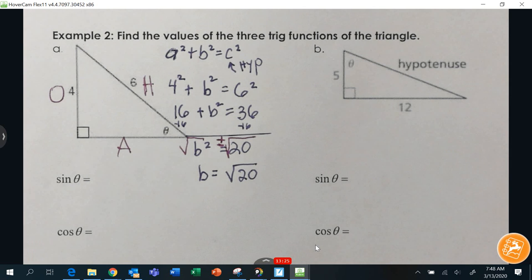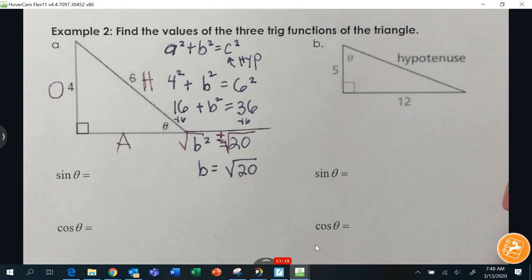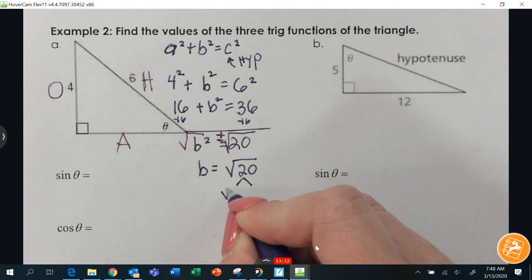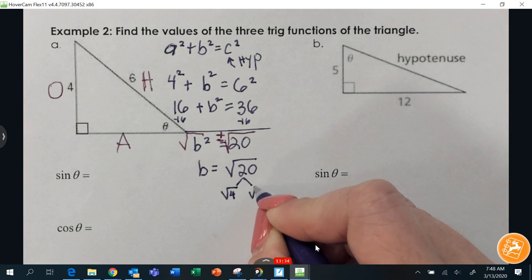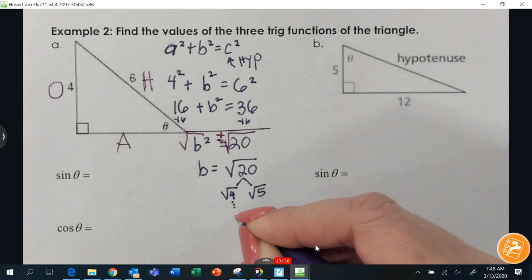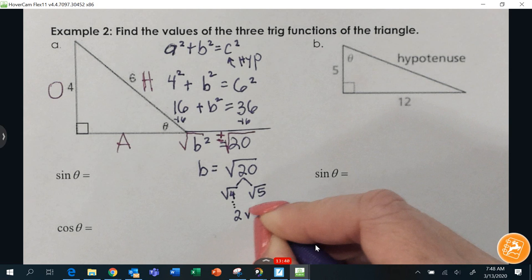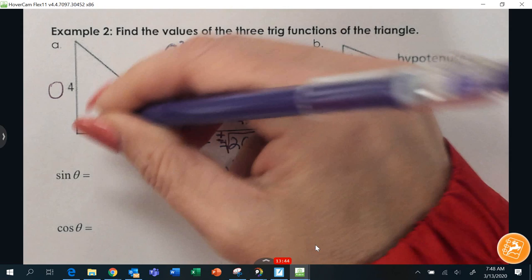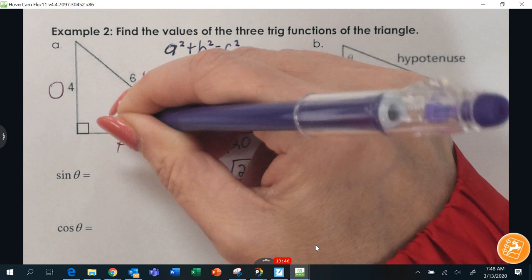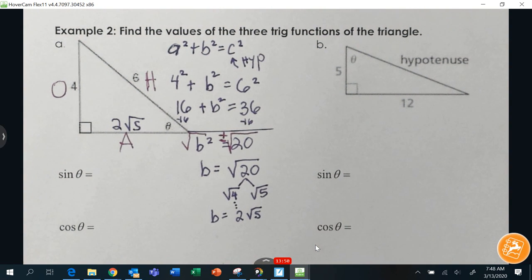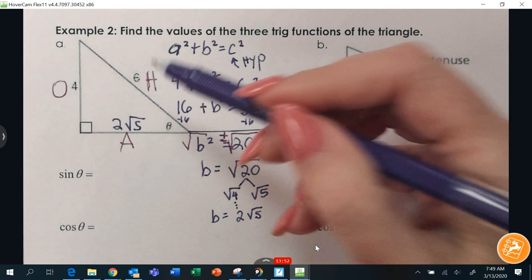Can't leave it as square root 20. That's not simplified. So we're going to break that square root 20 down to square root 4 and square root 5. We know the square root of 4 is 2. Square root of 5, we don't know. So B value is 2 square root 5. All right, now we have a completed triangle.